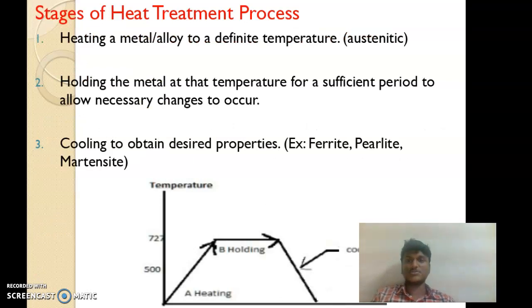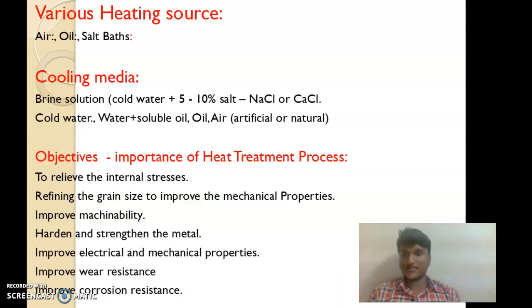And here are the stages of the heat treatment process: heating a metal alloy to definite temperatures, holding the metal at the temperature for a sufficient period and allowing the necessary changes to occur, and cooling to obtain the designed properties like ferrite, pearlite, martensite.